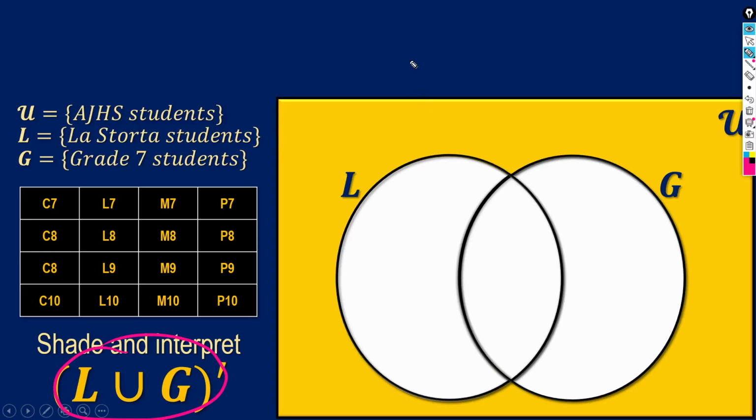That this is also how you shade the complement of L prime, the complement of G prime, and then you take their intersection. Sorry, pangit ng intersection symbol ko. But isn't that also how this should be shaded? Tignan na, no?